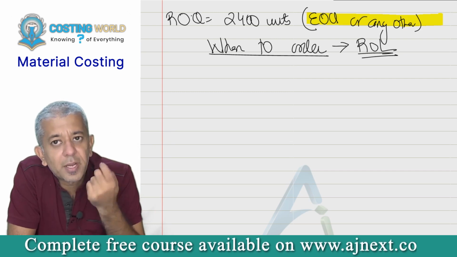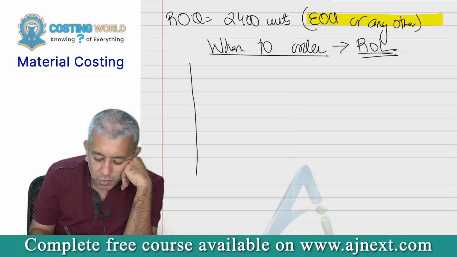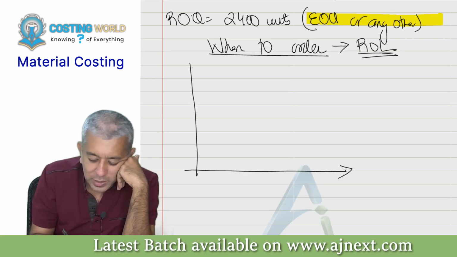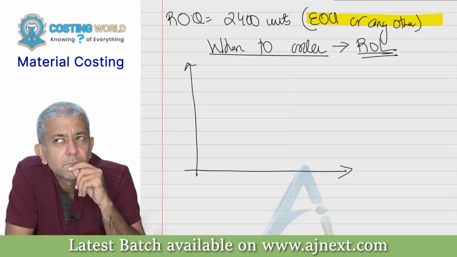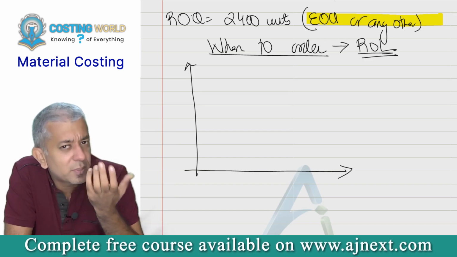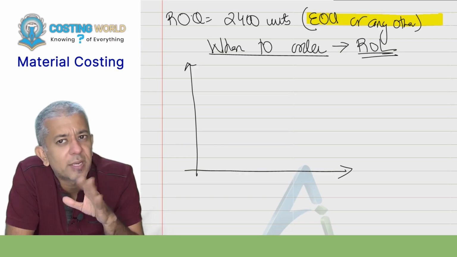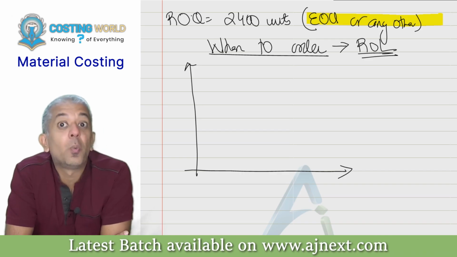Now, what do you mean by reorder level? Listen to me very carefully. One of the assumptions of EOQ, if you all remember, was that lead time is 0. You remember that? My third assumption was that lead time is 0. But in real life, lead time is never ever 0. Slowly in this chapter, I am coming closer to reality now. Now, we want to find out when to order.